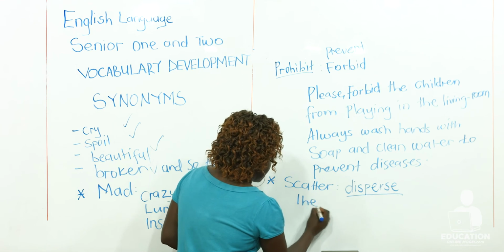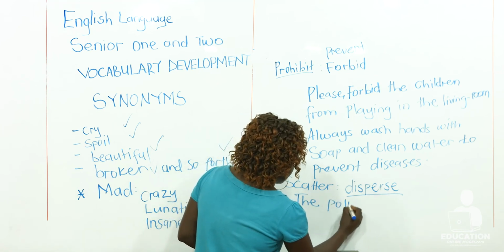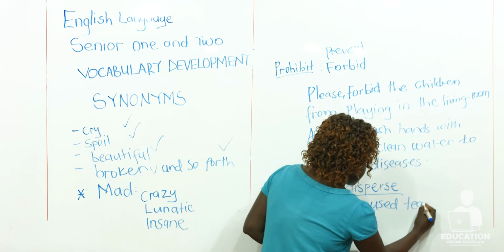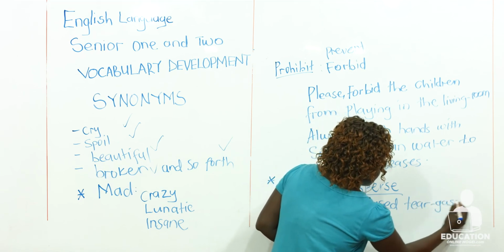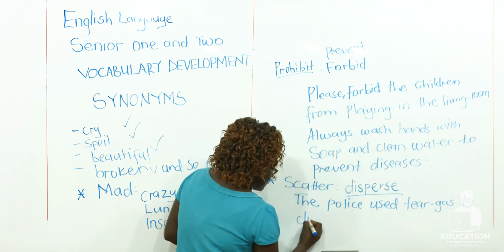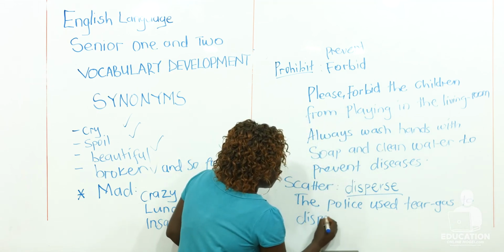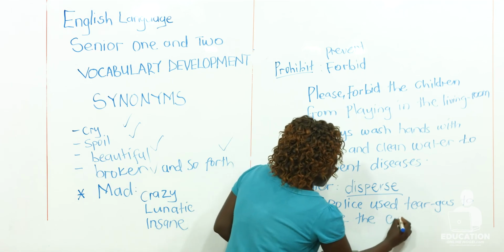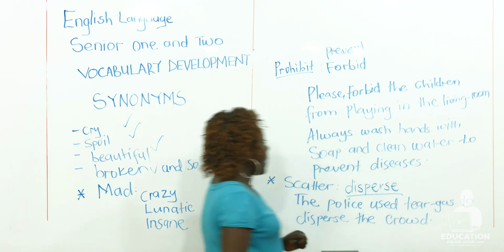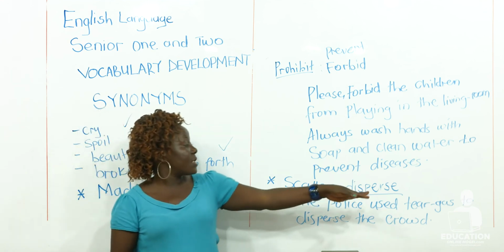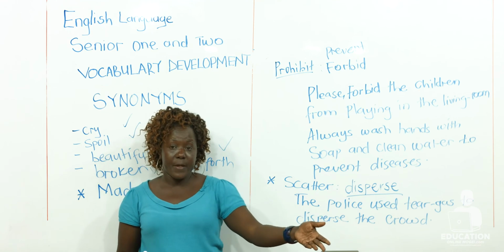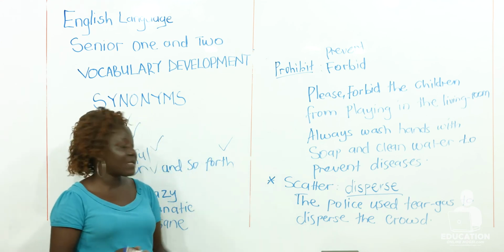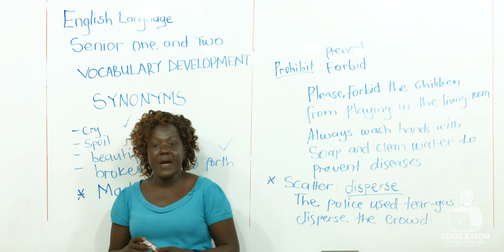The police used tear gas to disperse the crowd. That means the police used tear gas to scatter the crowd. People gathered somewhere, and the police used tear gas to scatter them or to disperse them. Better. You cannot stop there, my dear learners.